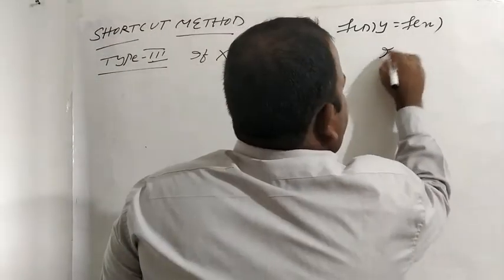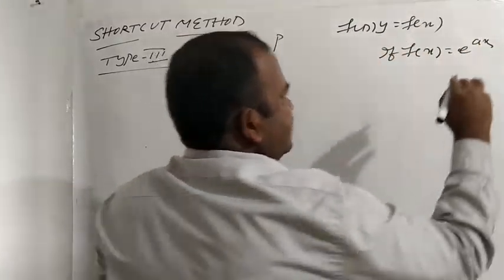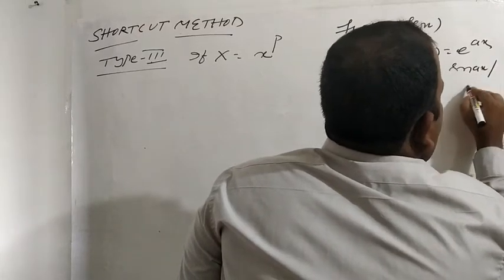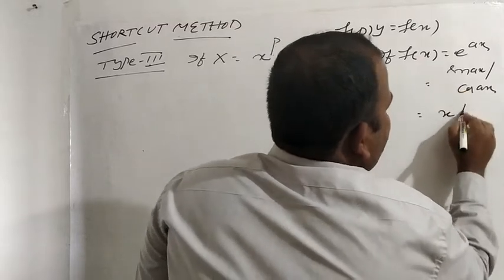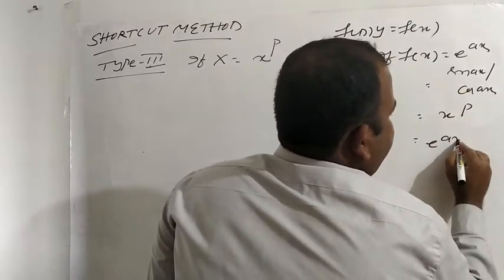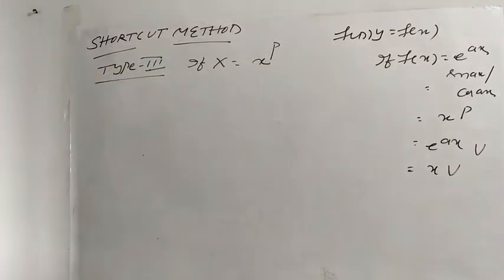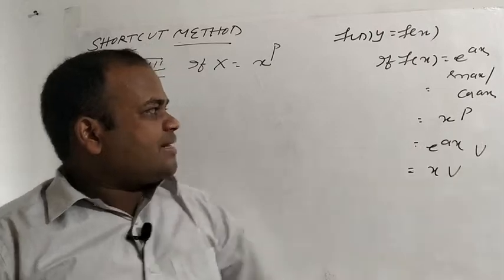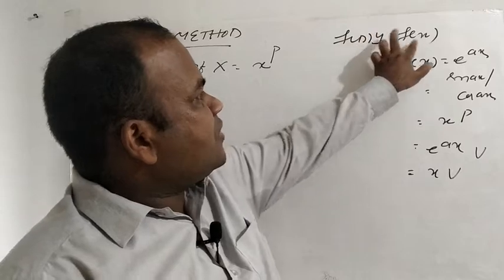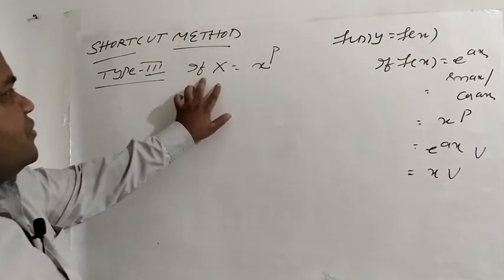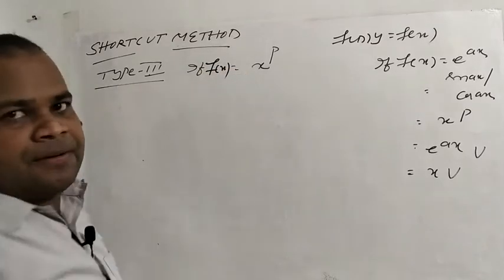But if f(x) equals e^(ax) type first, sin(ax) or cos(ax) type second, x^p type third, e^(ax)·v type fourth, and x·v type fifth. Okay, so x^p means what? Any integer. So if f(D)y = f(x) or capital X, this is only the capital, that is f(x). This is the function f(x).